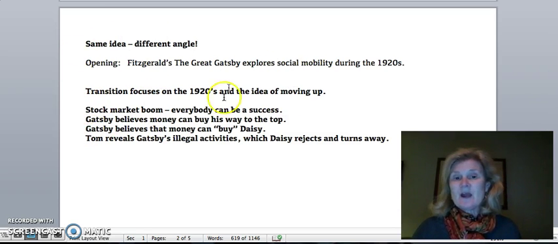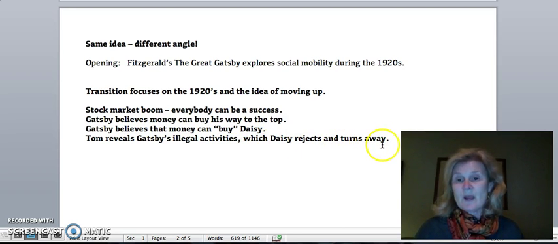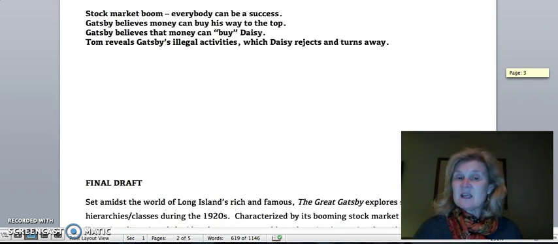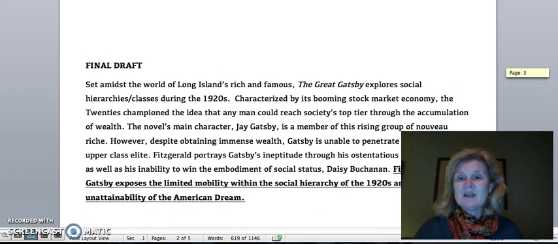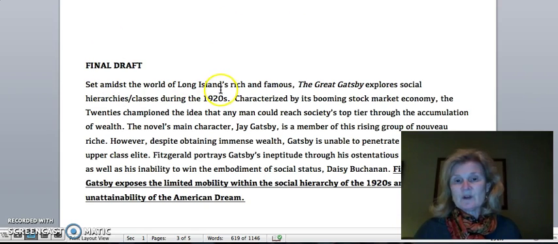So when I think about the setting and those types of things, the second author looked at the stock market boom and the belief that everybody could be a success. Gatsby believes that money can buy its way to the top. Gatsby believes that money can buy Daisy. And then Tom reveals Gatsby's illegal activities, which Daisy rejects and turns away. So again, same initial starting point, which is that idea of social hierarchy and social classes. Very different introduction. So this starts set amidst the world of Long Island's rich and famous.